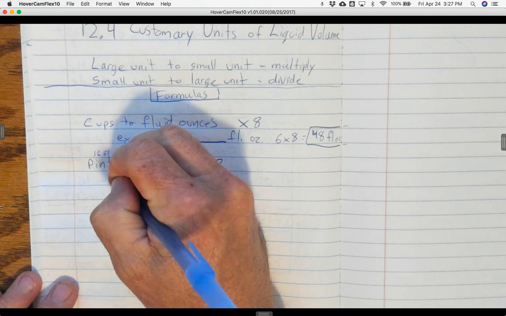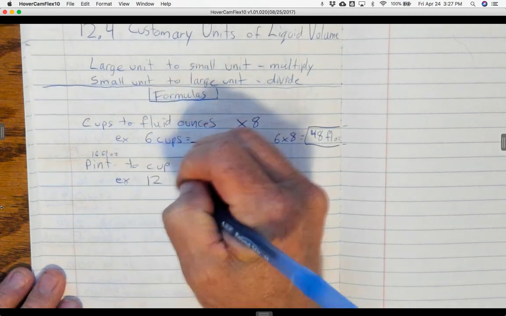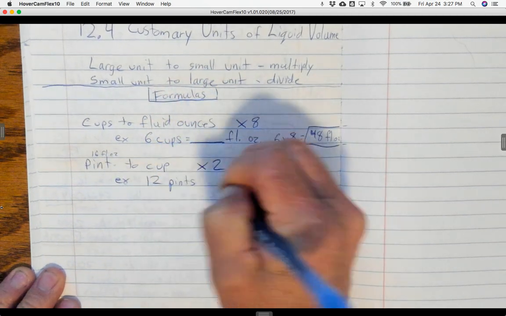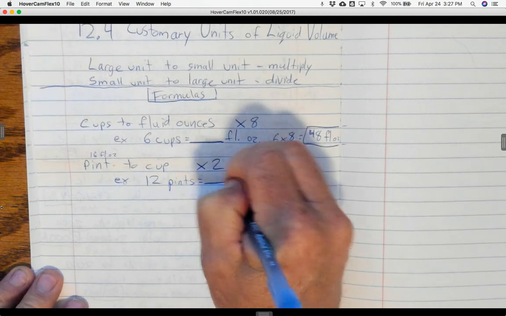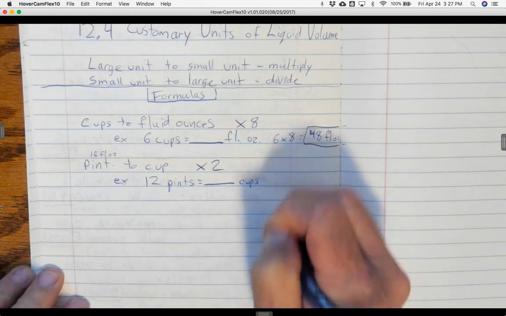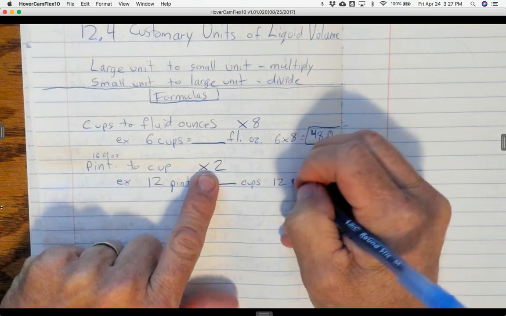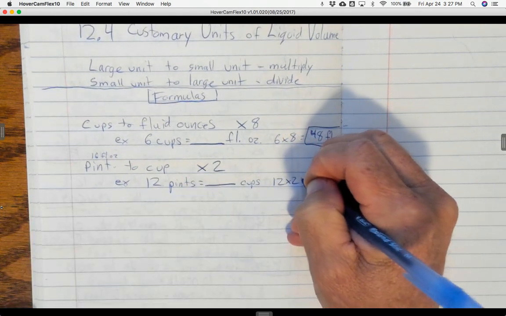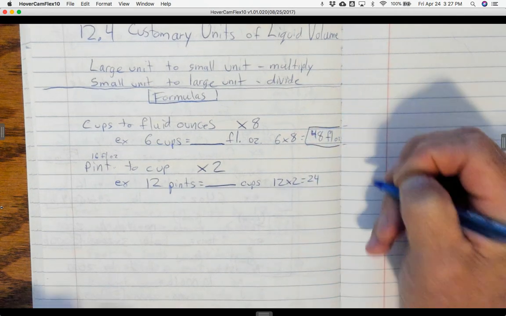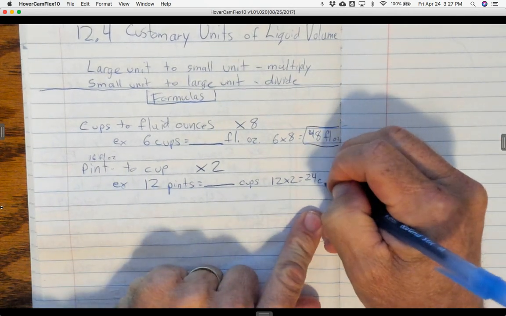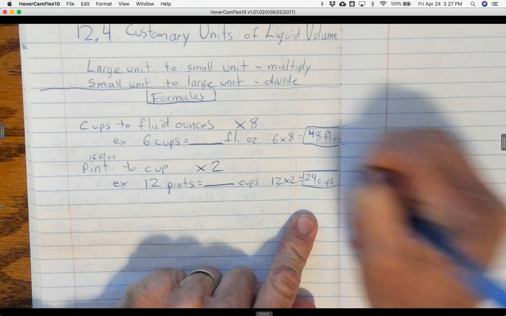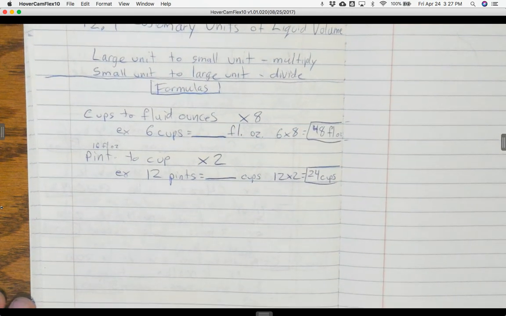So our example here, if we had 12 pints, how many cups does that equal? Well, the number they gave us is 12. Our formula is times 2. That's easy. 24, and we're converting it to cups. 24 cups would be our answer.